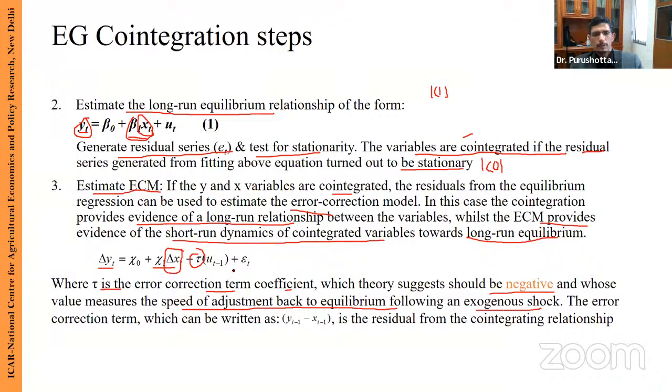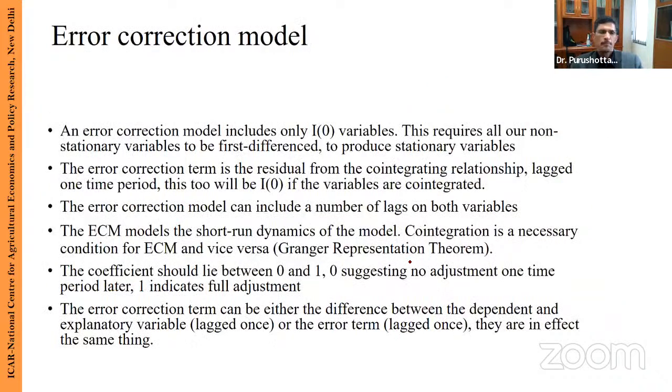So this is the position where the long-run equilibrium we are going to test, and then this one is the short-term shocks or the error, which is the residual from the co-integration relationship, which shows how long it takes to adjust to the long-run equilibrium.